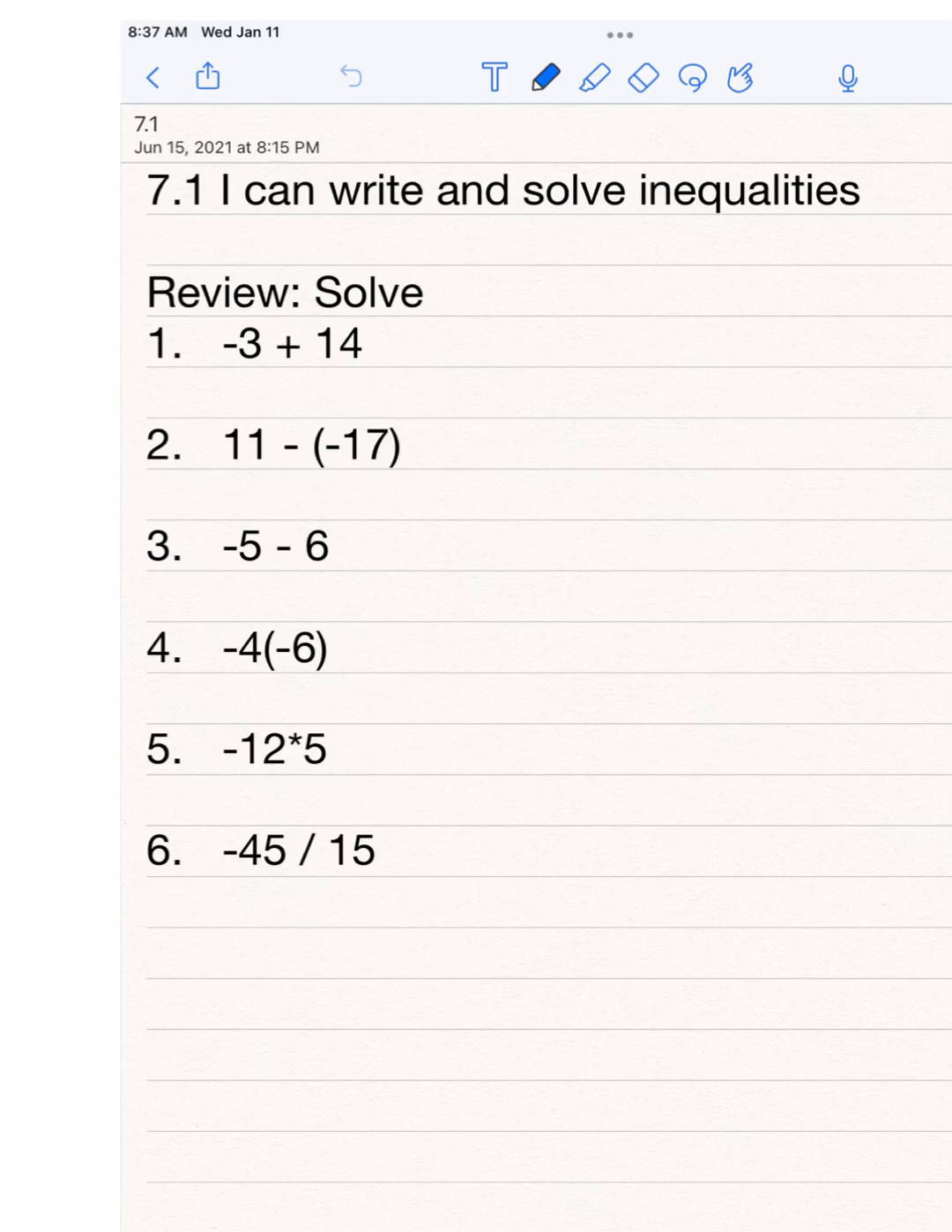Hello, 7th graders. Today we are going to learn how to write and solve inequalities. Before we get into inequalities, I want to review our integers. So take a look at these 6 problems and pause the video and see if you can do them.